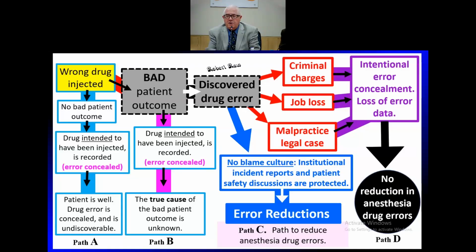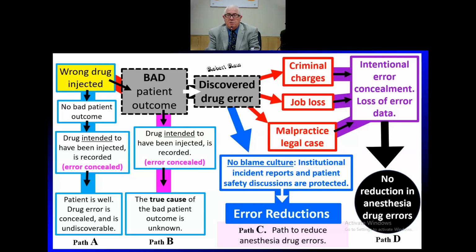Because of that, we lose data, and we can never reach the bottom of path D, how to avoid anesthesia drug errors. So I want to emphasize that a big priority to improve drug safety is that every error can be reported, so it can be analyzed, so we can improve the systems that surround the anesthesiologist.